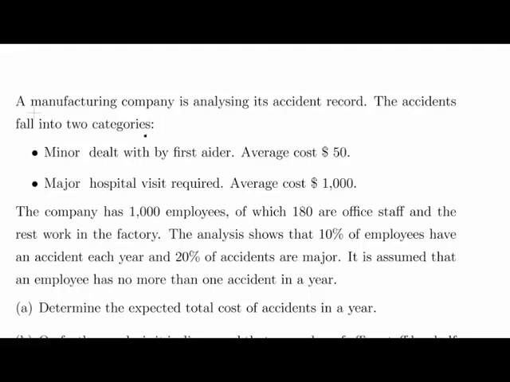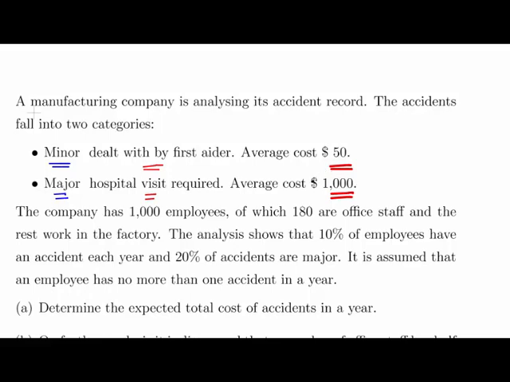Okay, in this presentation we're going to look at probability, and what we're talking about here is a manufacturing company analyzing its own accident record. The accidents fall into two categories, so we have the minor accidents and the major accidents. The minor accidents are ones dealt with by a first aider, whereas the major ones are ones that require a hospital visit, and there is a different cost associated with both. $50 for the minor ones, $1,000 for the major ones.